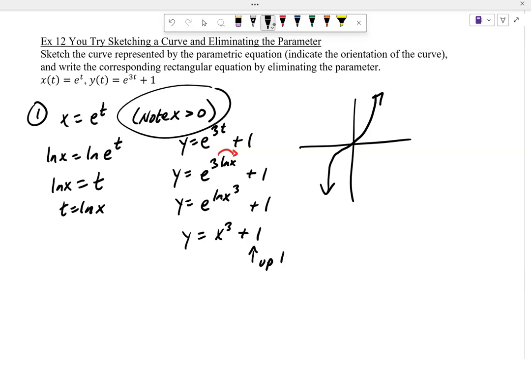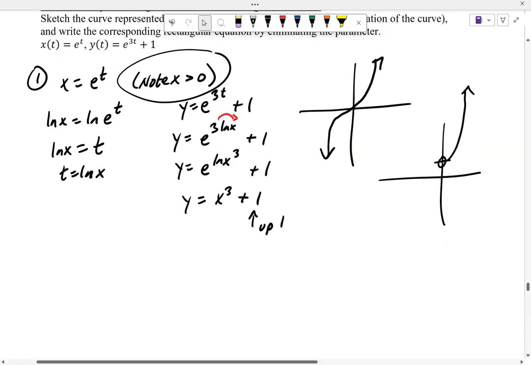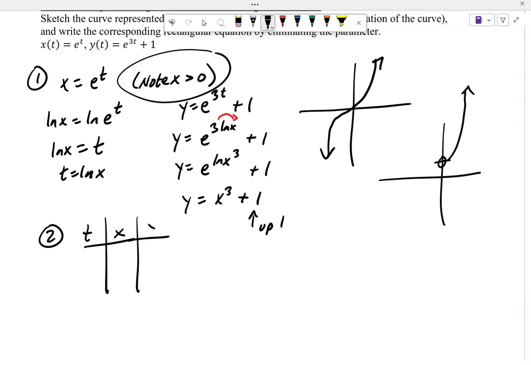But remember, I had the restriction, x has got to be greater than 1. I'm sorry, x has got to be greater than 0. So if I bump the whole thing up 1, but it's got to be greater than 0, that's kind of what this thing's going to look like. But let's go ahead and plug some points in. Let's do 0. e to the 0 is 1. And then y equals e to the 3 times 0 plus 1. So 1 plus 1 is 2.